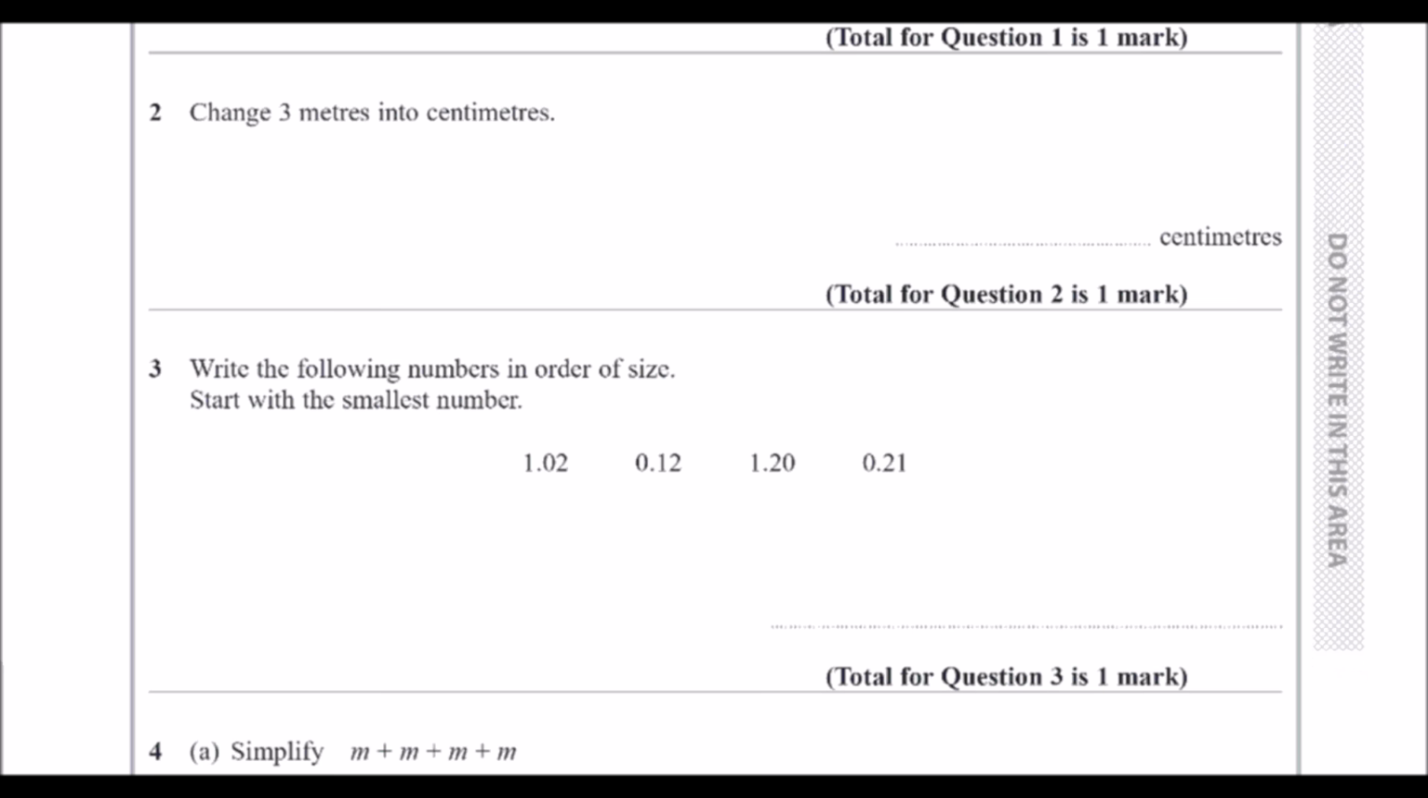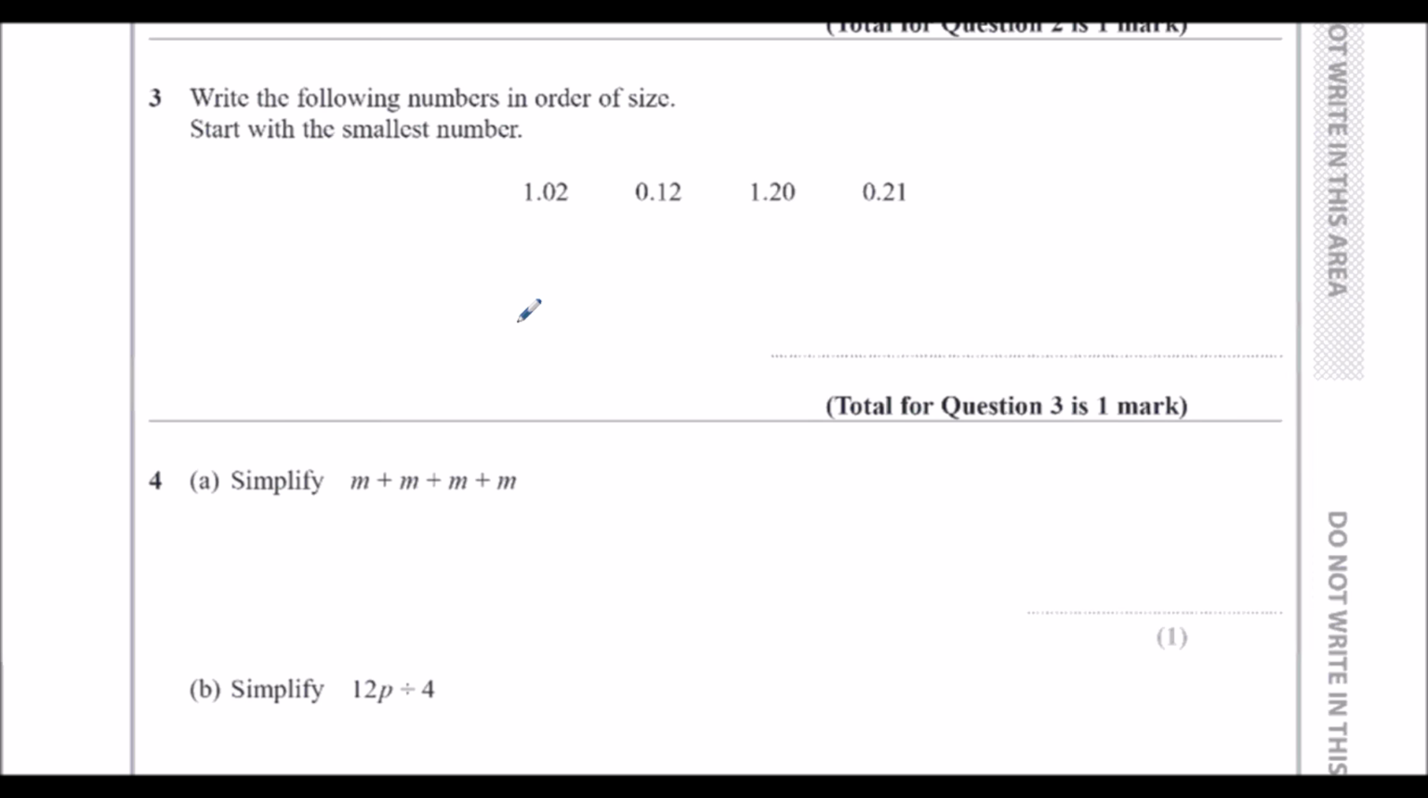Question 2, change 3 meters into centimeters. Every meter is 100 centimeters. So 1 meter is 100 centimeters. So 3 meters are 300 centimeters.